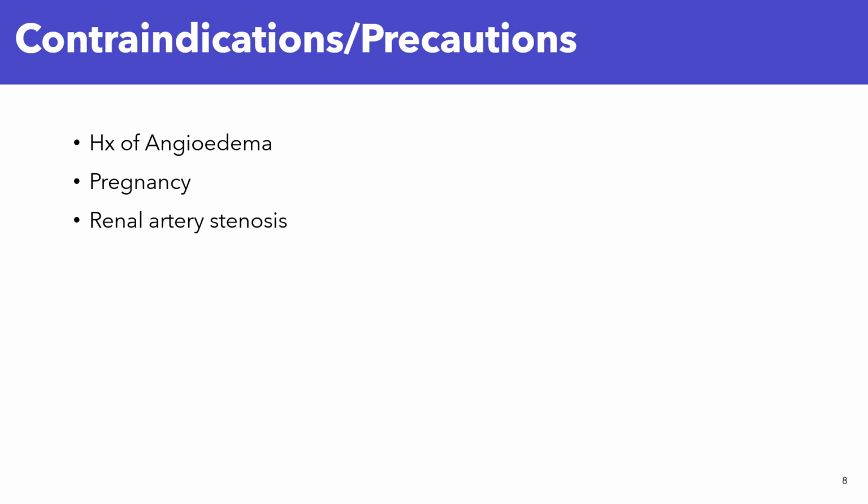Contraindications to the use of angiotensin receptor blockers: if you have a history of angioedema, pregnancy, they are contraindicated in pregnancy, and also if you have renal artery stenosis.